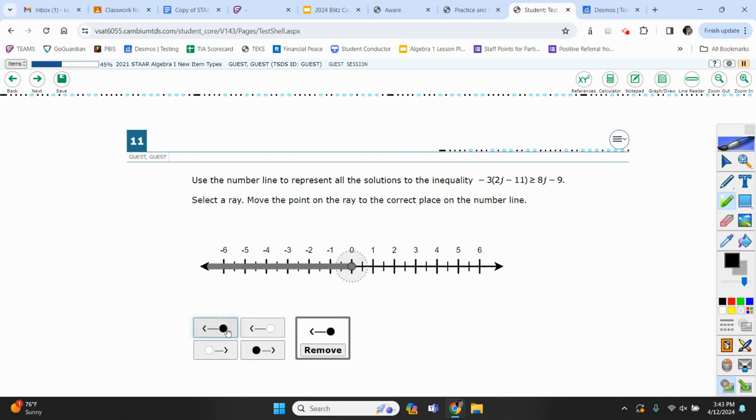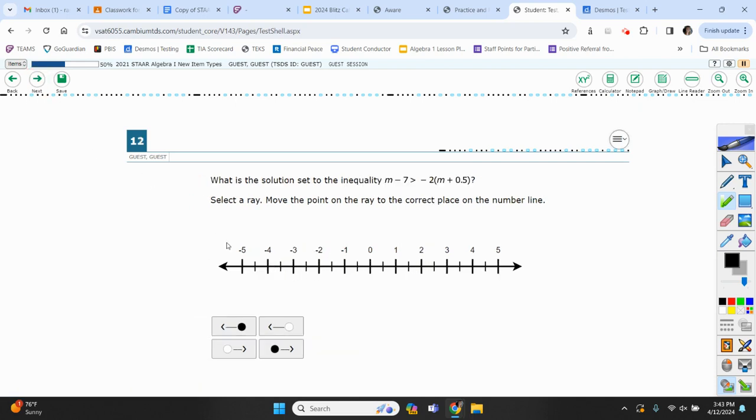So you click on it, and if you clicked on the wrong one, you just click remove. So if you accidentally clicked on that one, just remove it. So you have to decide which kind of dot and which direction you're shading first, and then you just move this dot. So whatever the number happens to be, I'm going to let y'all figure that out. Again, you can use Desmos to find the number. Okay? And then just move the dot where it's supposed to go.